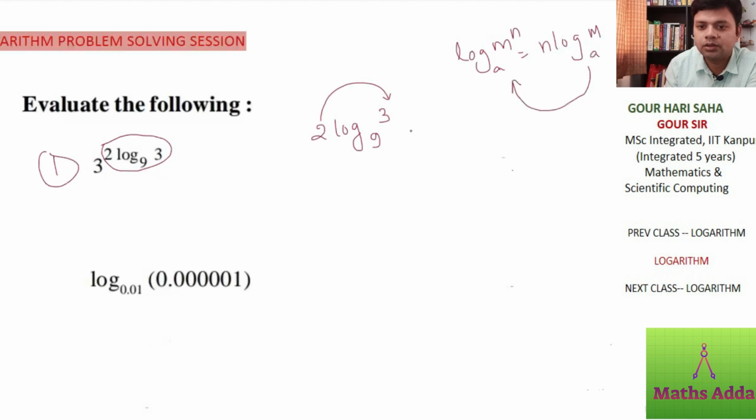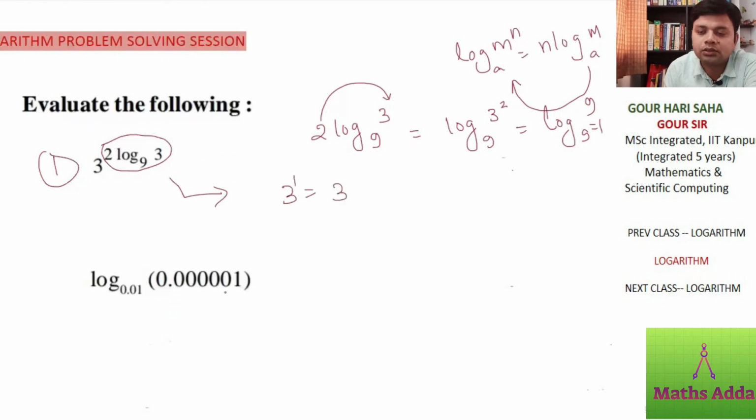It's the same. So it will become log of 3 squared base 9. This is log 9 base 9. So what should be the power on 9 so that it becomes 9? It's 1. This is 3 to the power 1 then. That is, the answer is 3. So this is how we will be taking a lot of questions and then solving them to revise all the formulas.